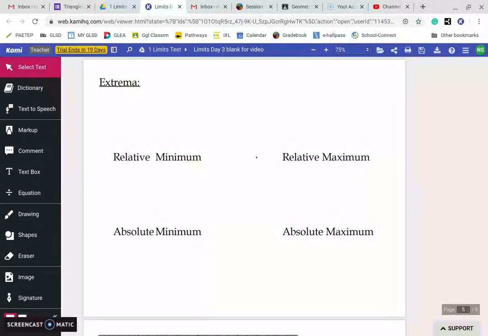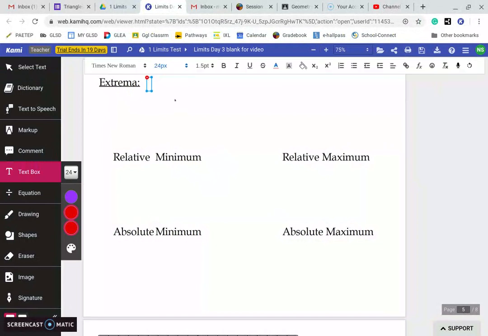Okay, so this is going to be for the back of the notes. So the front we did increasing, decreasing, constant intervals, and now we're going to do something called extrema. Extrema are the extreme values of a graph, and really what that means is that they're maximums or minimums.